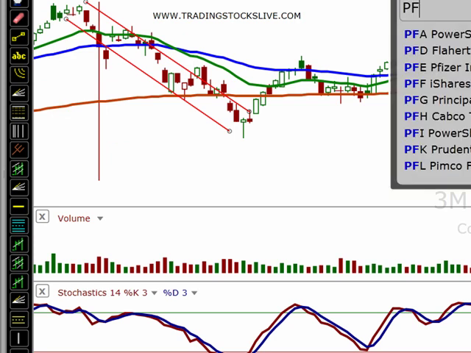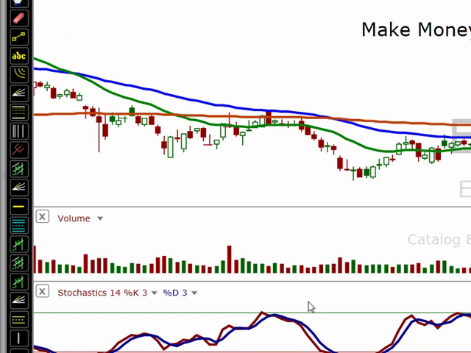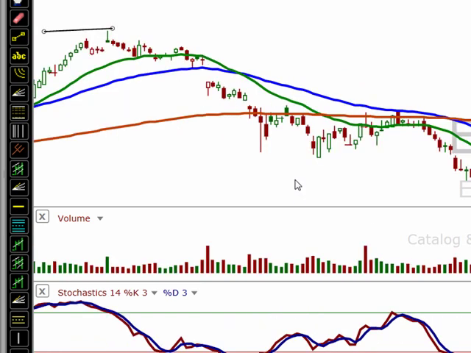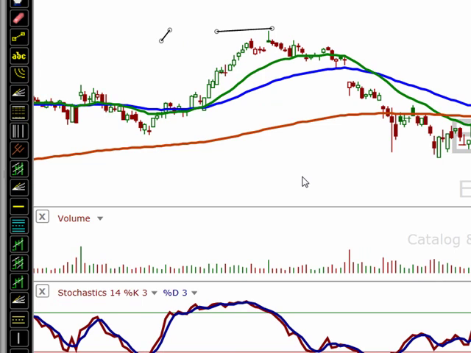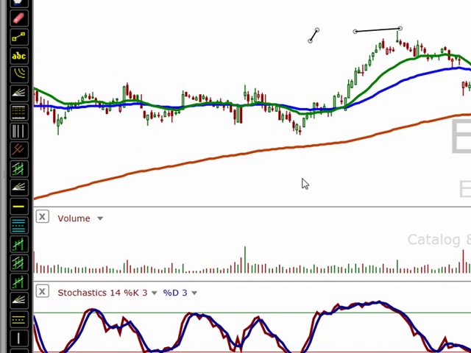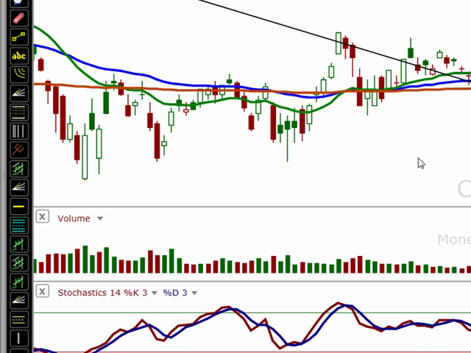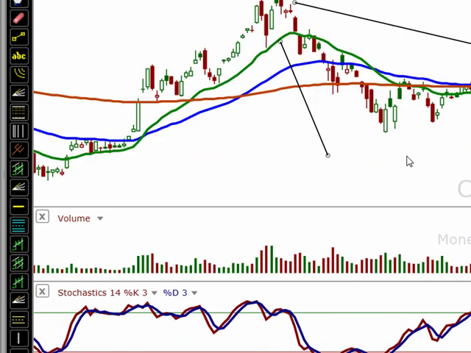Okay, let's look at another one. I don't know if we looked at eBay already. So we've got eBay. Let's take a look at eBay over here. I thought we had a hammer on eBay, but I guess not. I don't see a hammer here. Well, we see something similar, guys, but I wanted to give you a textbook example. Let's look at Citigroup. I want to give you guys a textbook example of a hammer.